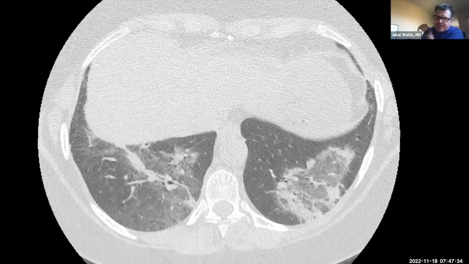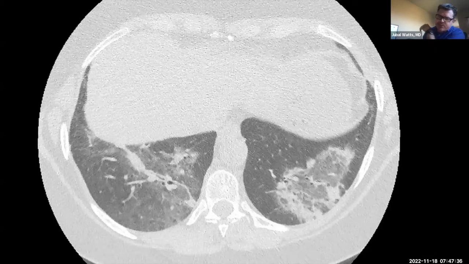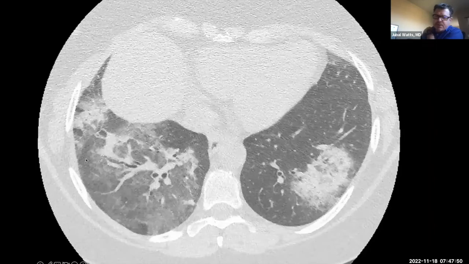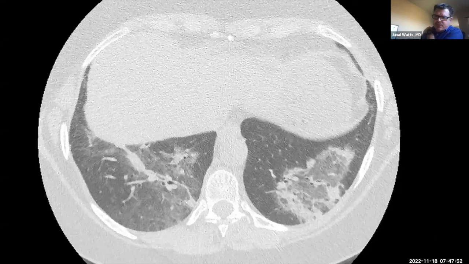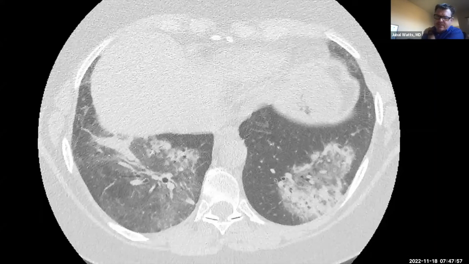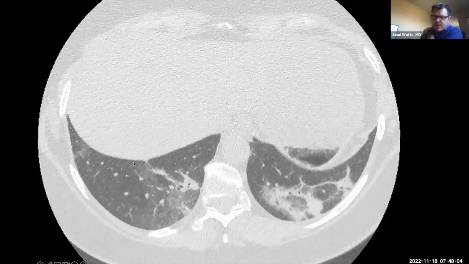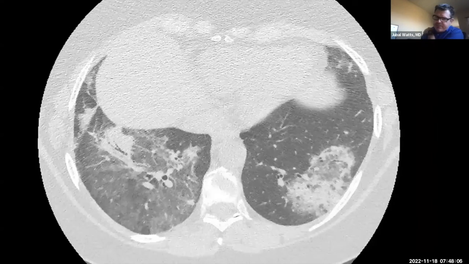So the reverse halo sign is not the most common sign we'll see in organizing pneumonia, but it probably is the most specific. Usually with organizing pneumonia, it can be hard to differentiate from bacterial pneumonia. You'll see consolidation along the axial interstitium, consolidation along the periphery of the lungs. But there are some other signs of organizing pneumonia that are uncommon in infections. And one of those is band-like consolidation. So you see how in this right lower lobe, we have a nice kind of straight linear band of consolidation. Unusual for infections to do that.